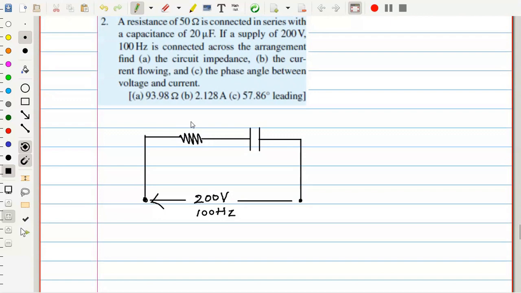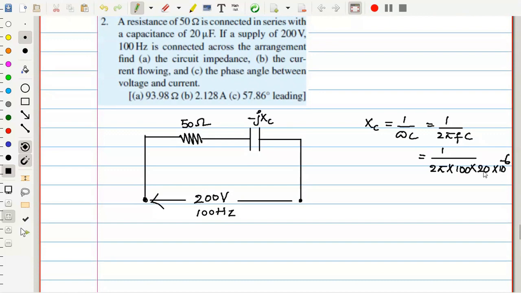Now let me put up these values here: 50 ohms, and next, this is 20 microfarad. In the frequency domain it is minus jXc, but I'll write jXc or Xc here. Xc is equal to 1 by omega C, or 1 by 2 pi f C. How much is this value? Substitute all this: 2 pi, f is 100, and C is 20 into 10 power minus 6. How much is Xc?